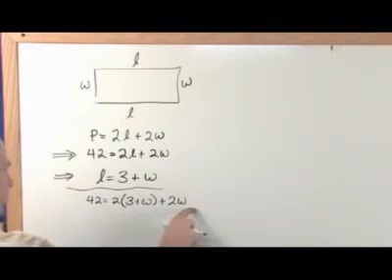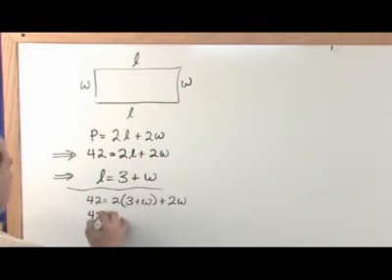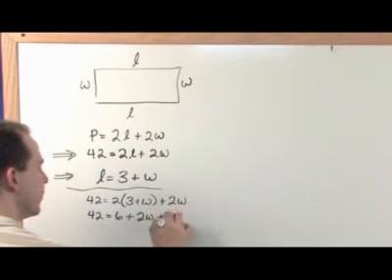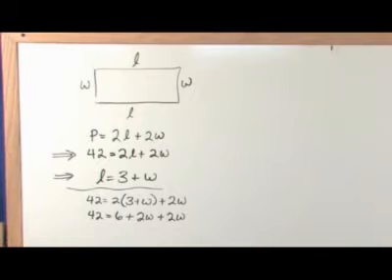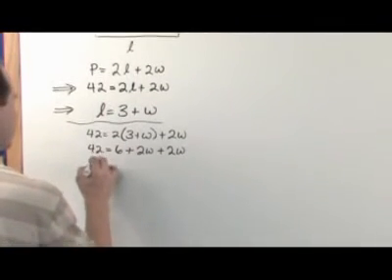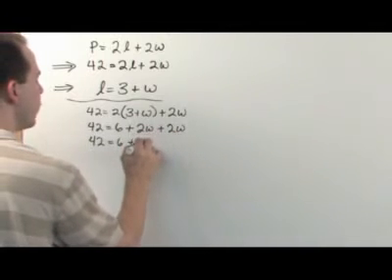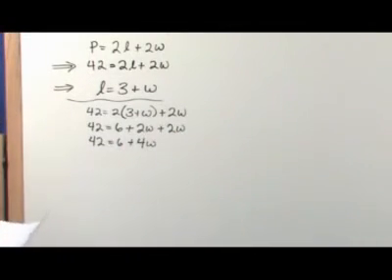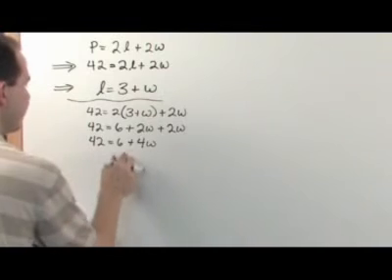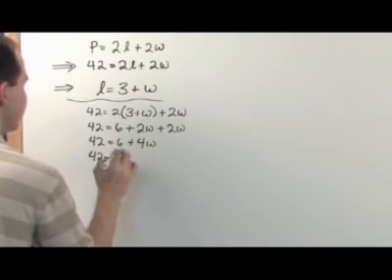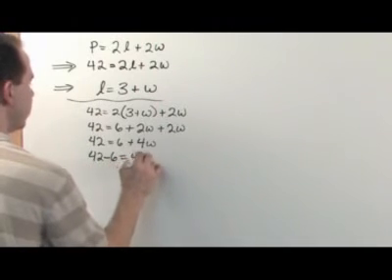Now I can solve for W. Okay? 42 is equal to, distribute this 2 in, 2 times 3 gives me 6, plus 2 times W gives me 2W. And then, of course, I have this 2W over here that just is along for the ride. Okay? So then 42 is equal to 6 plus 2W plus 2W is 4W. Okay? And now in order to solve for W, I need to get it by itself. So I'm going to take the 6 and I'm going to move it over. So I'm going to have 42 minus 6 because I'm going to subtract 6 from both sides.